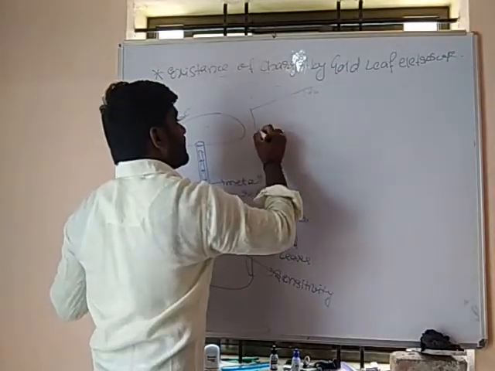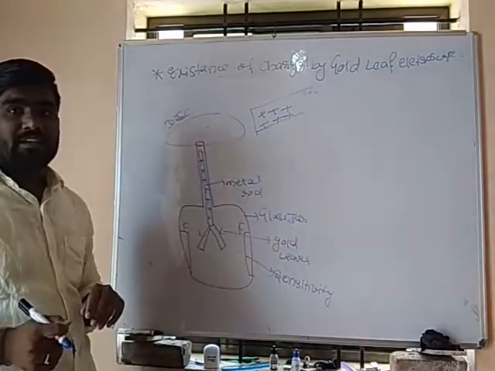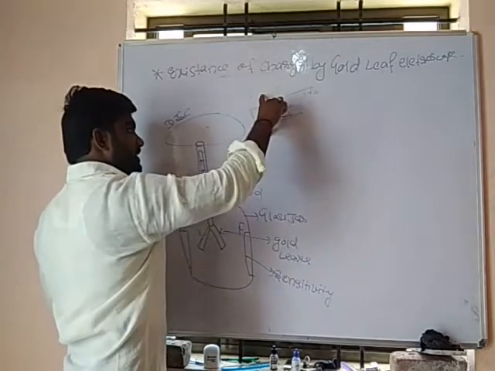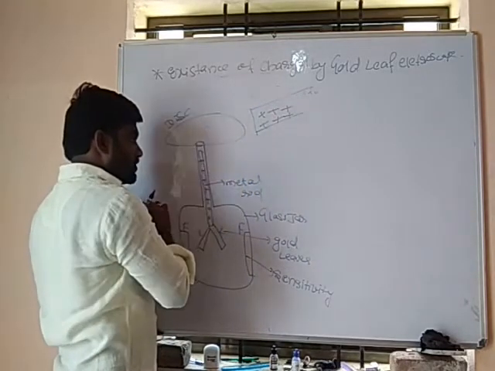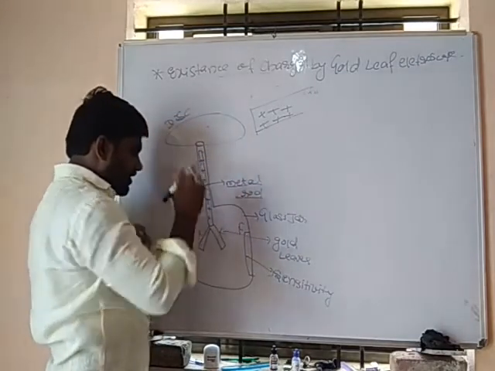Towards the disc, if I bring positive charges, then what happens? These positive charges enter the disc and again go to the metal rod.